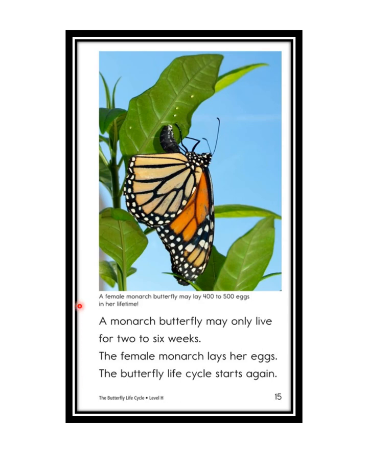Here we go with the caption. It says, a female monarch butterfly may lay 400 to 500 eggs in her lifetime. That's a lot of eggs, boys and girls. And you can see these eggs on the leaf.